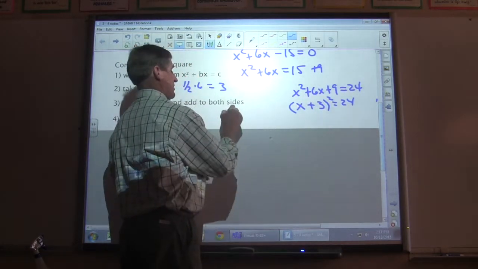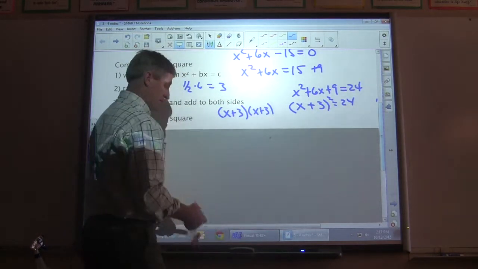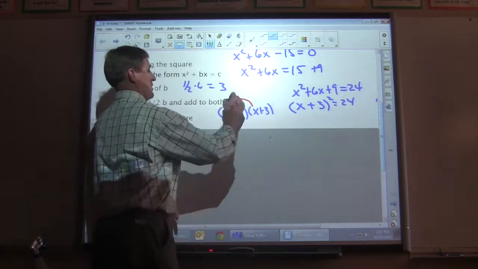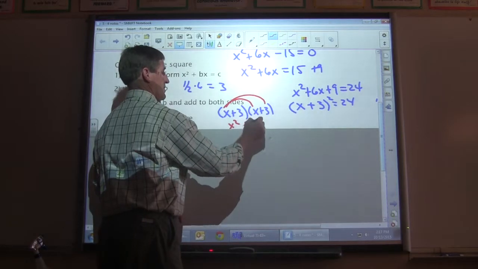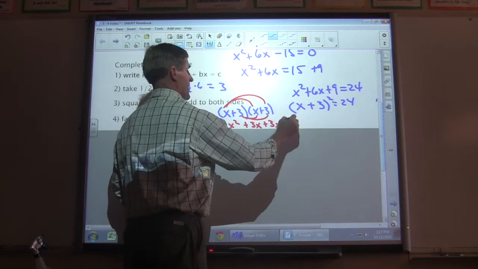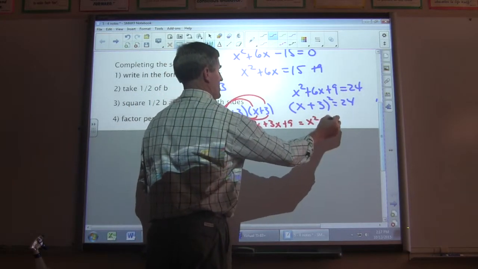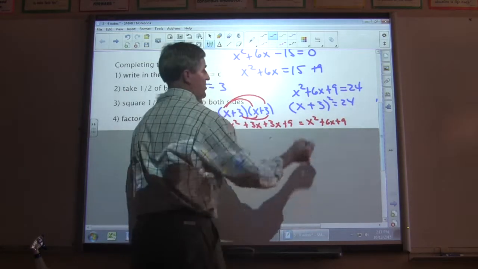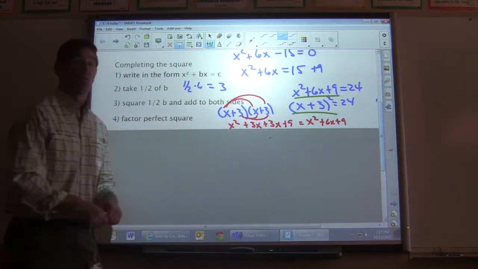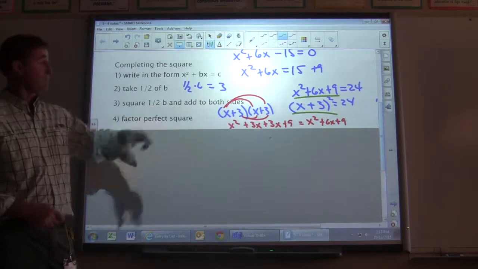plus 3 squared is x plus 3 times x plus 3. And if I FOIL that, x times x is x squared, x times 3 is 3x, 3 times x is 3x, and 3 times 3 is 9, we get x squared plus 6x plus 9. So this is exactly the same value as that. It's just written differently. So that's completing the square.